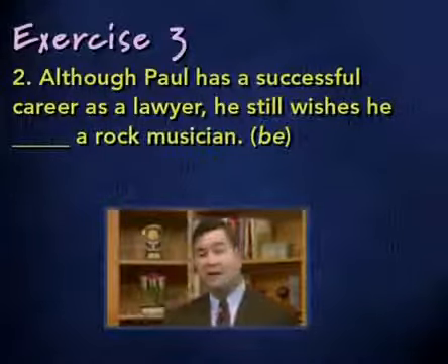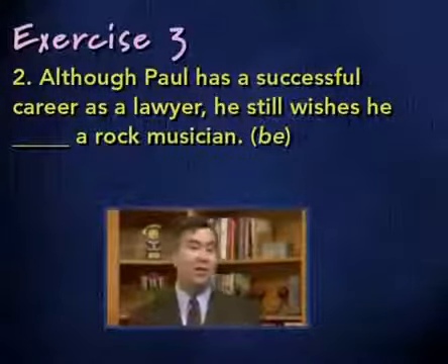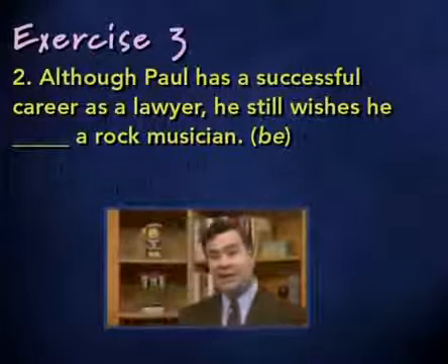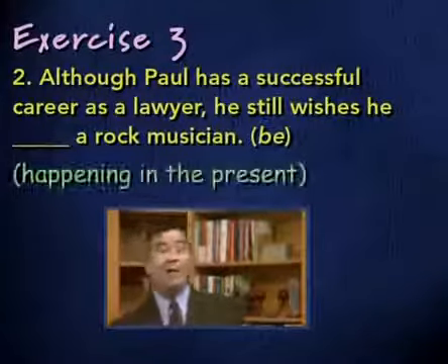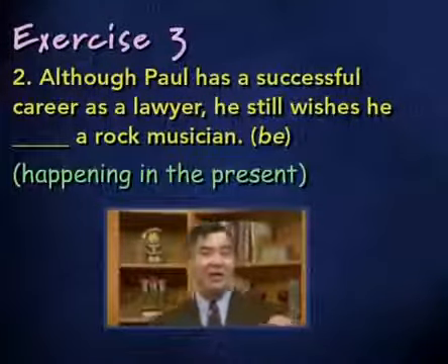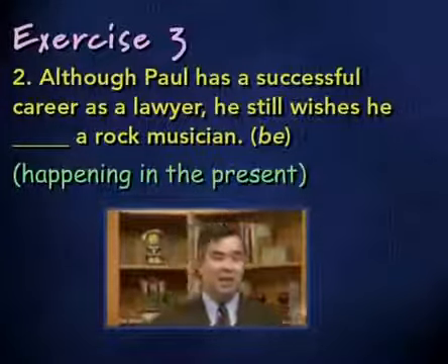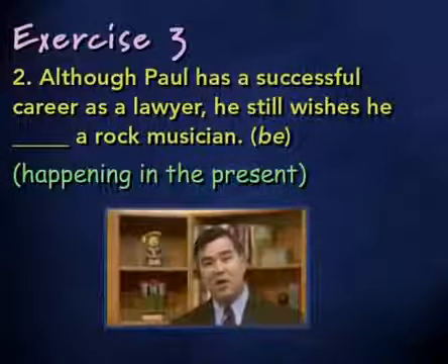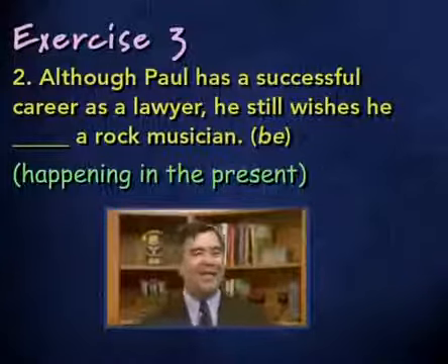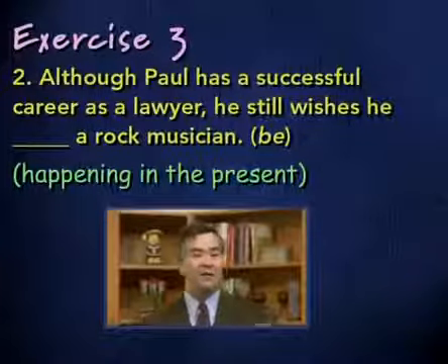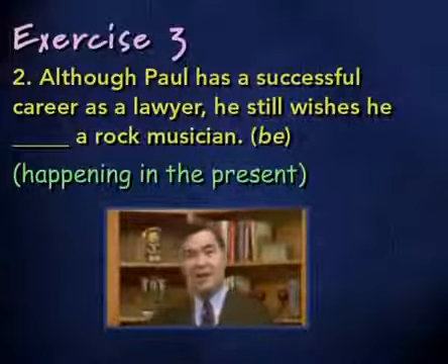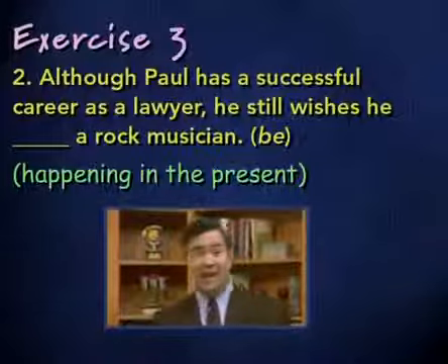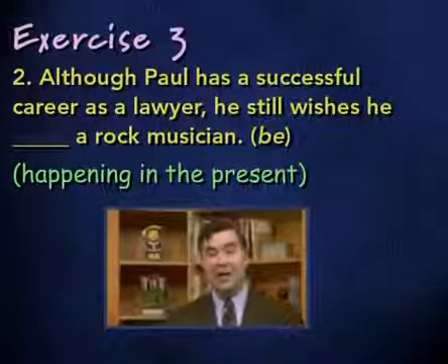Once again, to decide the proper form of the subjunctive mood verb, we need to ask whether we're describing something happening now or in the past. In this case, the sentence is describing something that's the case now. Paul today is a lawyer, and Paul today wishes that being a rock musician was his career. So therefore, we're describing something happening now, and therefore the subjunctive mood verb ought to look like a past tense verb. So we would use the past form of the verb and insert that to make the subjunctive mood. The verb to be inserted here is be, and the past form of the verb be is were.